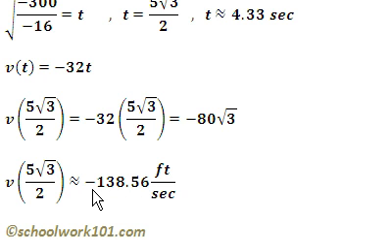Now, of course, you notice this is a negative right here. The negative actually tells us the direction that the rock was traveling, and this means it's traveling down. If this number is positive, that means it's going up. So that's the difference between velocity and speed. If we were asking what was the speed of the rock when it hit the water, we would leave this negative off, and we would just say 138.56 feet per second. So that's the difference between speed and velocity. And that answers our questions. So let's move on to the next problem.